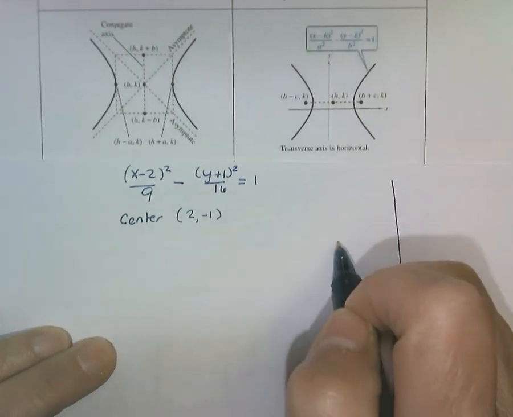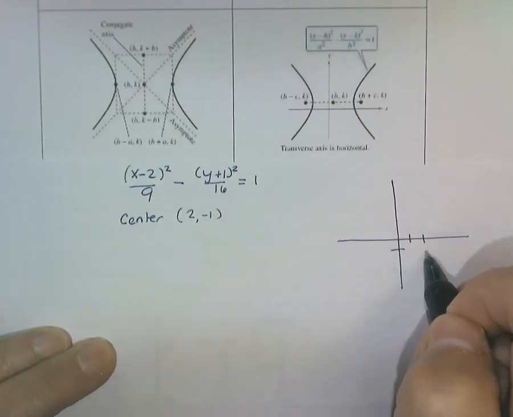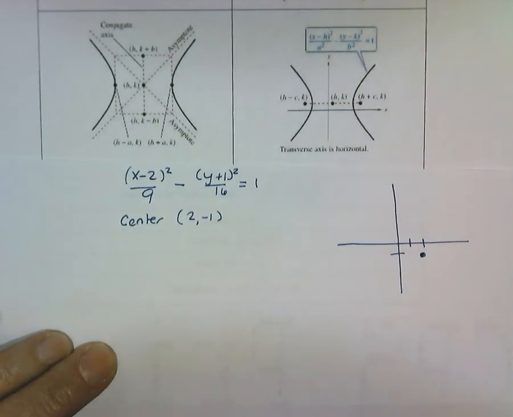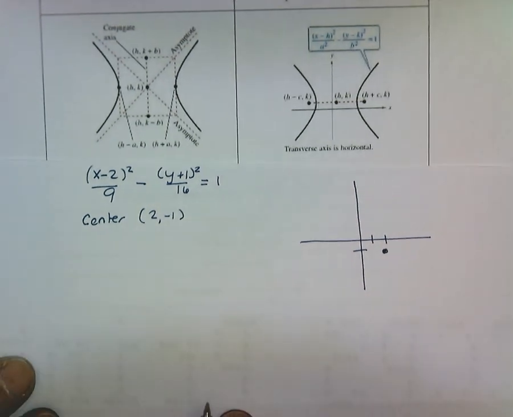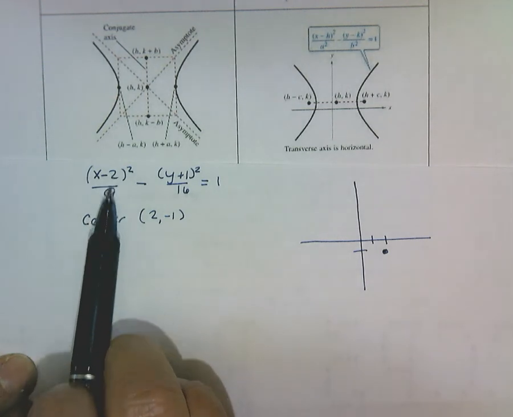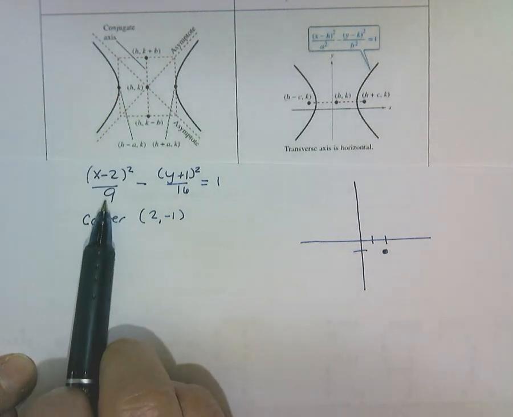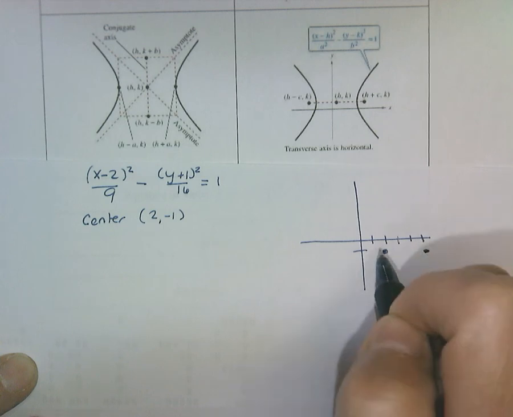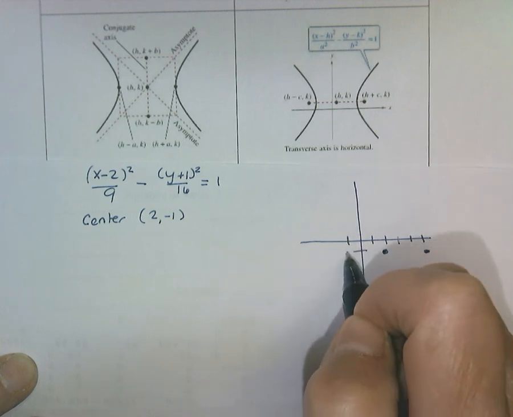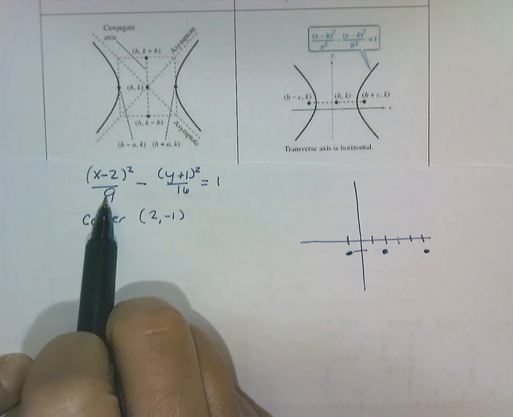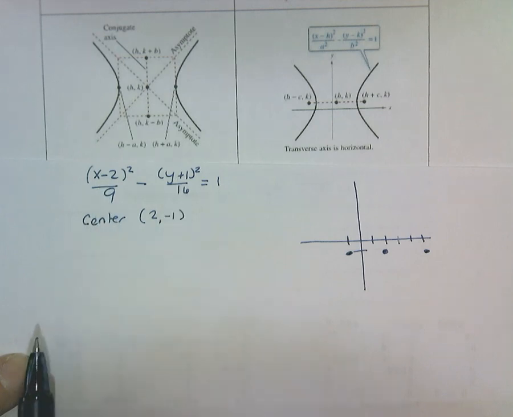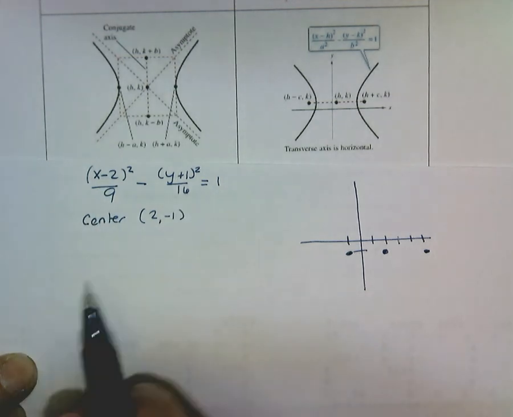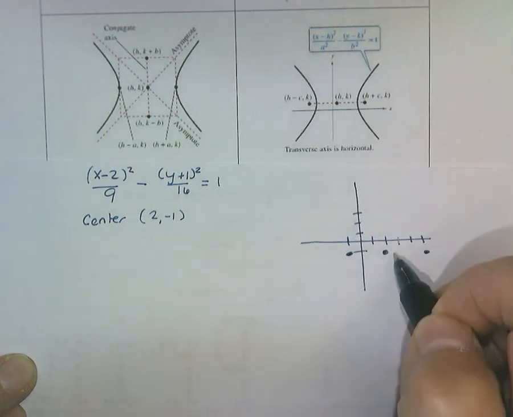Sketch my coordinate plane. Mark that point. Now I'm looking at underneath the x is a 9, so the square root of 9 is 3, so I want to go right and left 3. And I remember this because if it's the x, I'm moving right and left. So under the y is a 16. I want to go up and down 4 from the center.